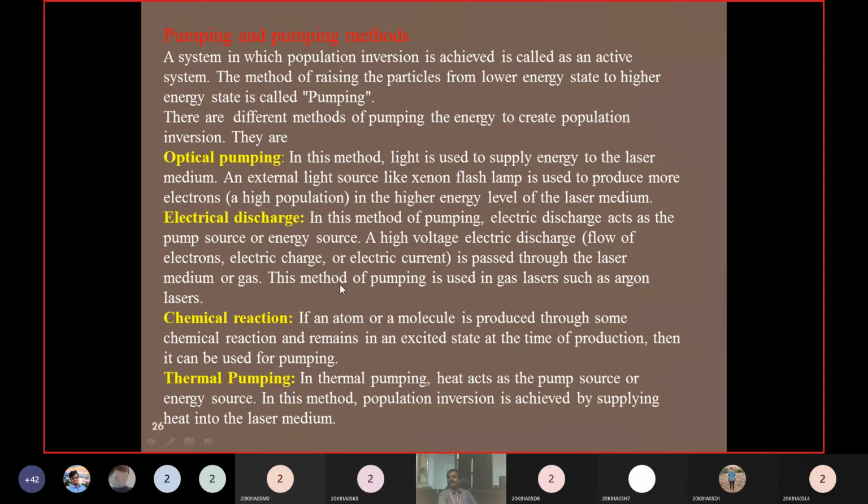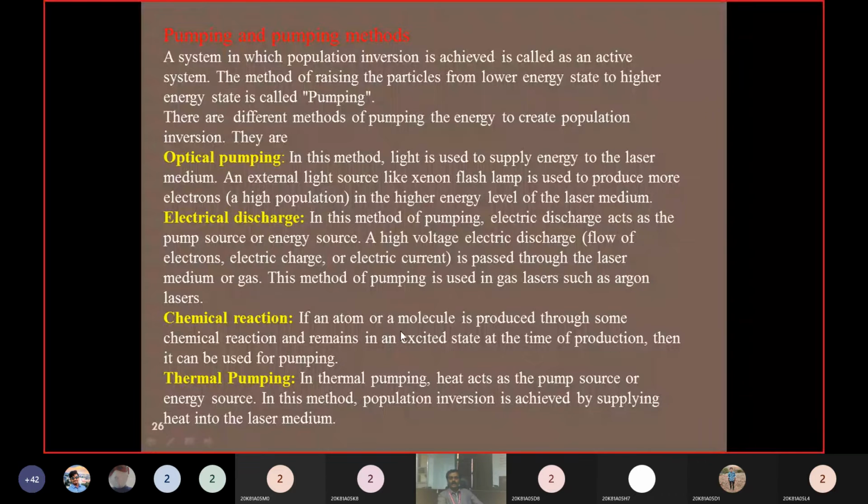In the case of gas lasers, we will take the helium neon laser. We will use electrical discharge to get the population inversion, to send the electrons from the lower energy state to the higher energy state.